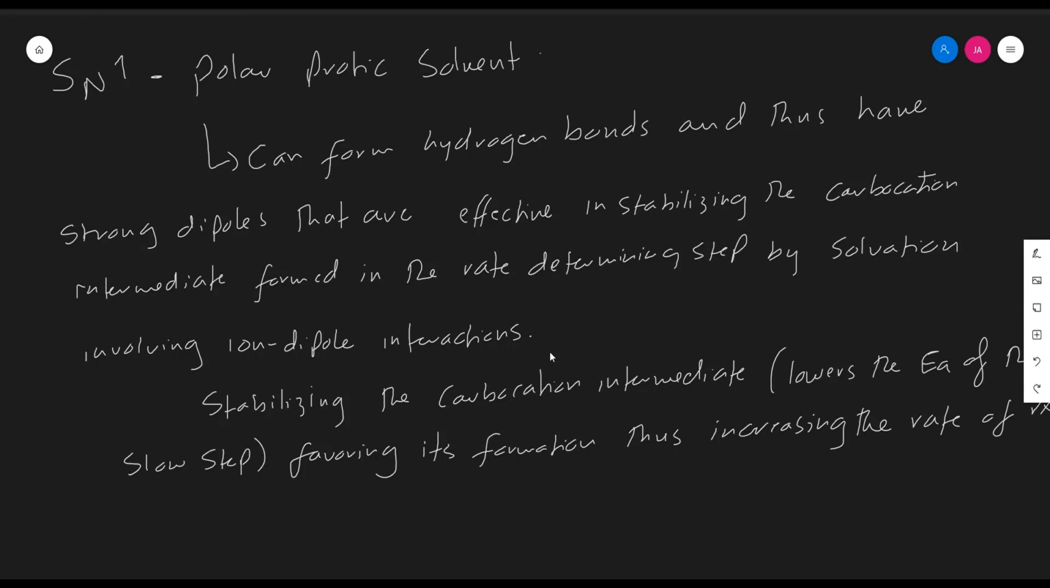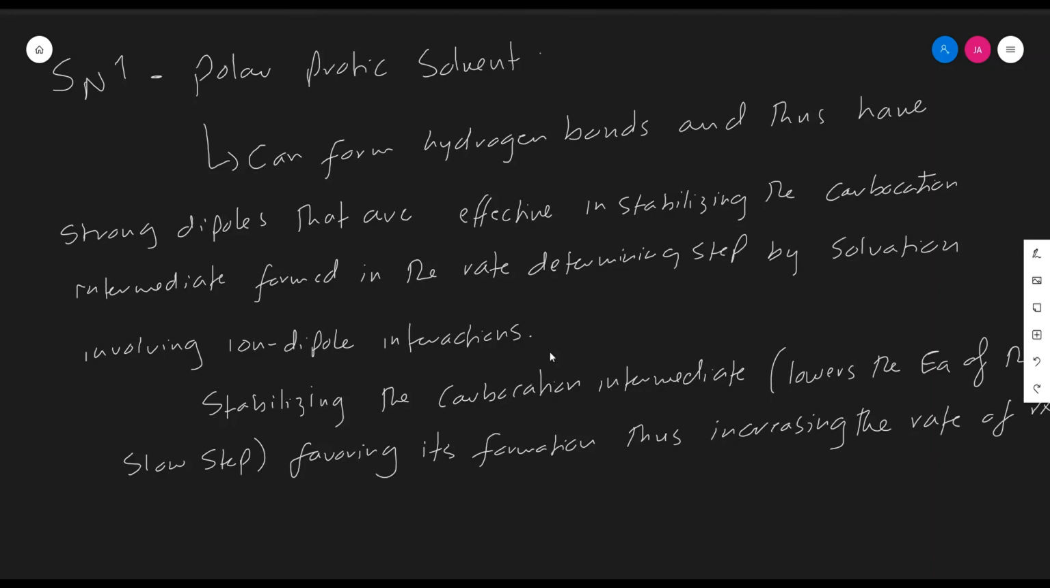An SN1 mechanism involves a two-step mechanism. The first step is the slow step, in which the halogenoalkane reacts. It's a unimolecular rate determining step. The halogenoalkane undergoes heterolytic fission to form the carbocation intermediate, which reacts in the second fast step with the hydroxide nucleophile, which is the fast step, as stated in my previous videos.